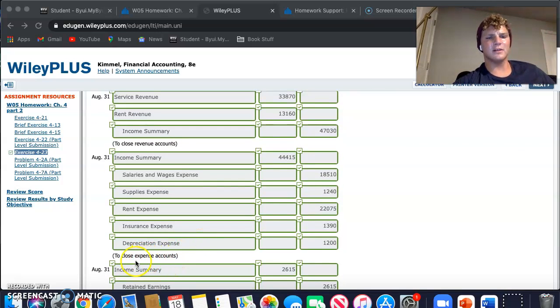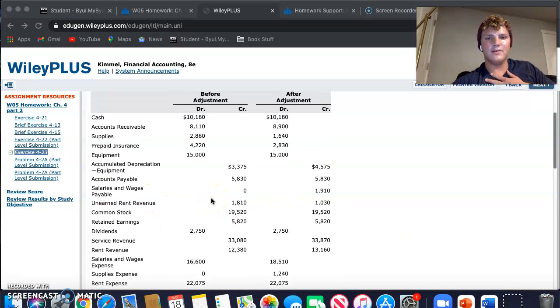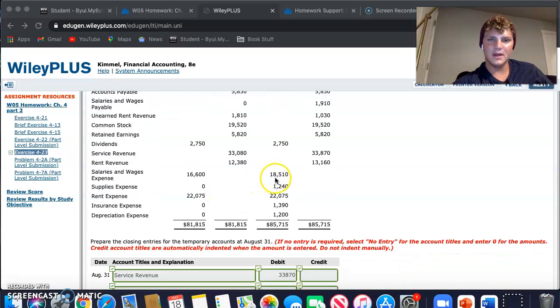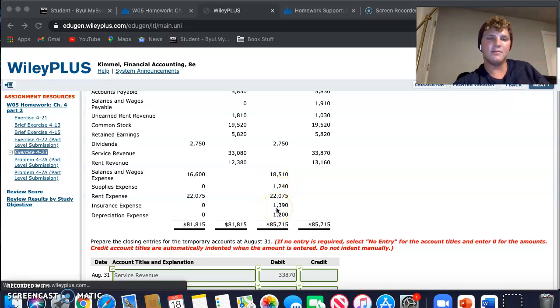Same idea down here, we're closing the expense accounts. You can see we have 5 different expense accounts: salaries and wages expense, supplies expense, rent expense, insurance expense, and depreciation expense. All of these values are listed in the debit column right here, all 5 of them. We have 18, 1, 22, 1, and 1,000, just about.